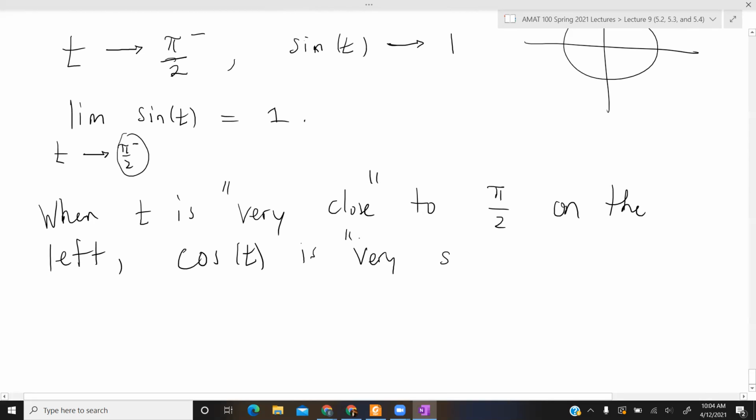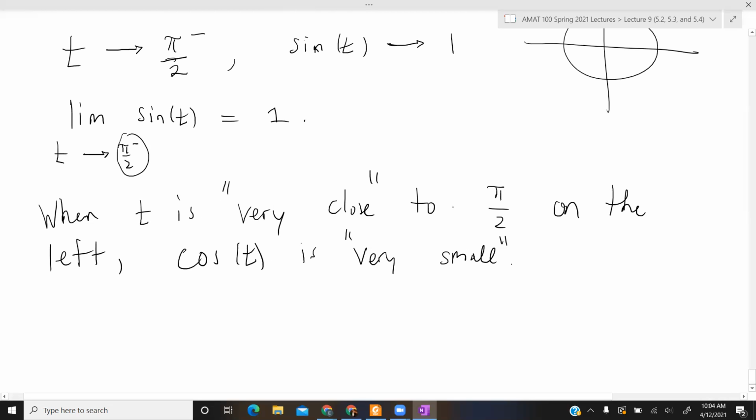You know, it doesn't really make sense to talk about a very small number, because if you take a number which you think is small, you can always halve it. You take half of it, and it'll be even smaller. So there's no such thing as a very small number. But we have this intuitive idea. The idea is that cosine of t is getting very small.